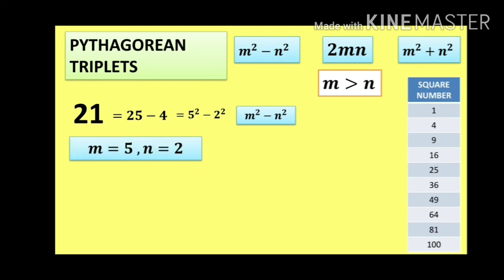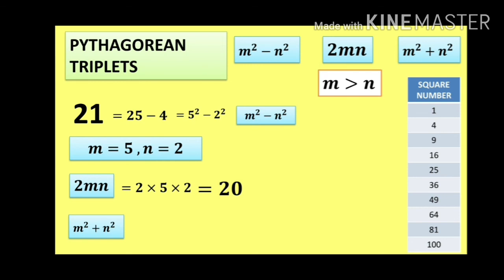So here m will be 5 and n will be 2. Just compare m squared minus n squared with 5 squared minus 2 squared. So m will be 5, n will be 2. Here we can find 2mn. So 2mn is 2 into m into n. So m is 5, n is 2. So 2 into 5 into 2, we get 20.